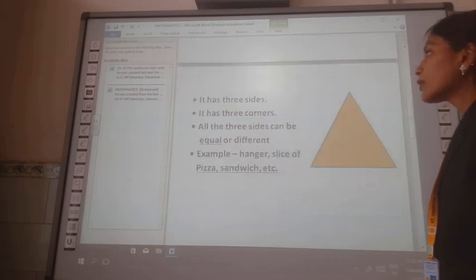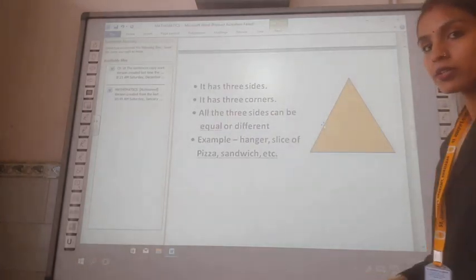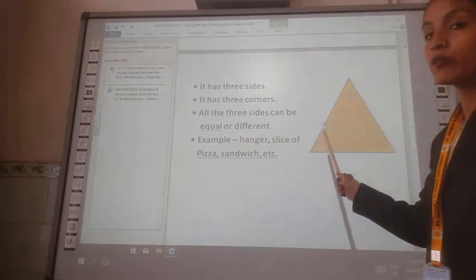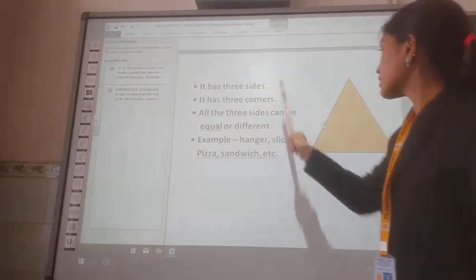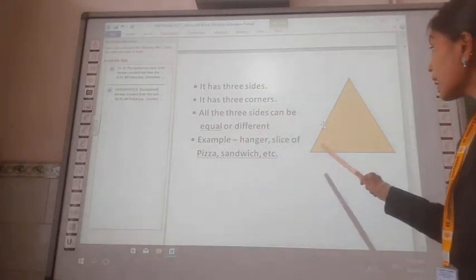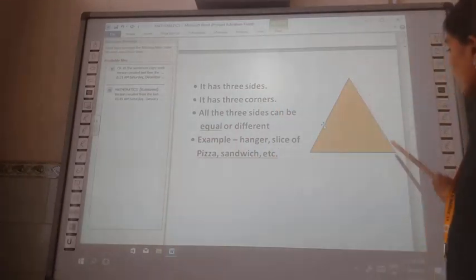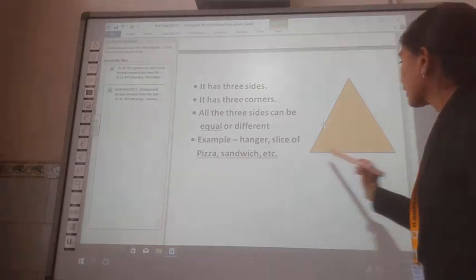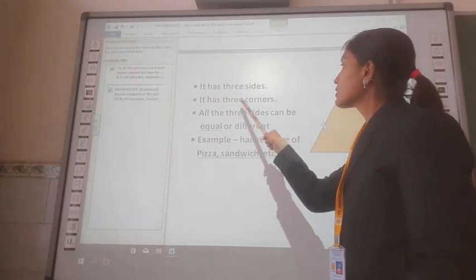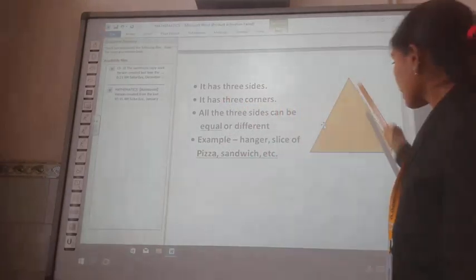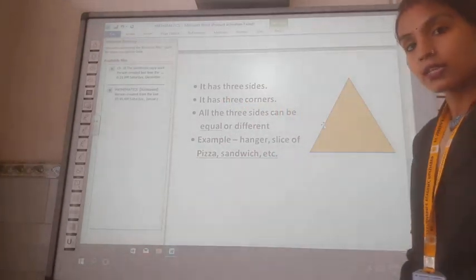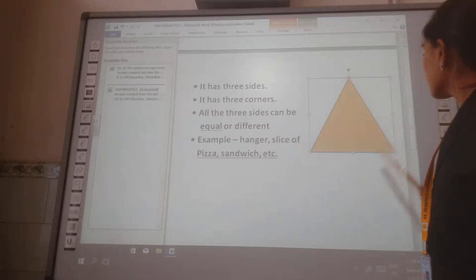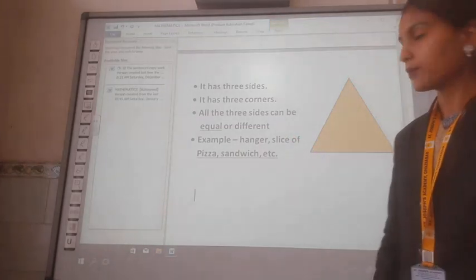Students, now one by one we will study about them in detail. First of all, we will study about triangle. A triangle has 3 sides. See the sides of the triangle. It has 3 sides. 1, 2, 3. Like this, we draw a triangle. We draw the 3 sides. Then it has 3 corners. When it has 3 sides, it has 3 corners. Let us see the 3 corners of a triangle. 1, 2 and 3. 3 corners of triangle.